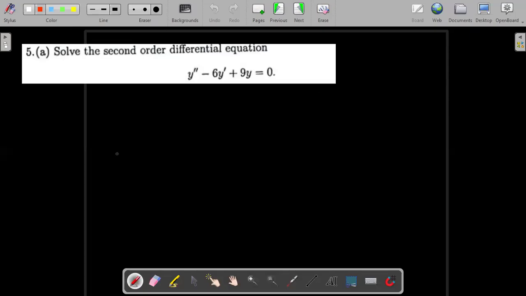All right, so in this class, we will just solve question 5. Question 5 has this question, which is here. It says solve the second order differential equation. So in order to solve this differential equation, what you must note is, so let's write our differential equation, which is y double prime minus y prime plus 9y is equal to 0.